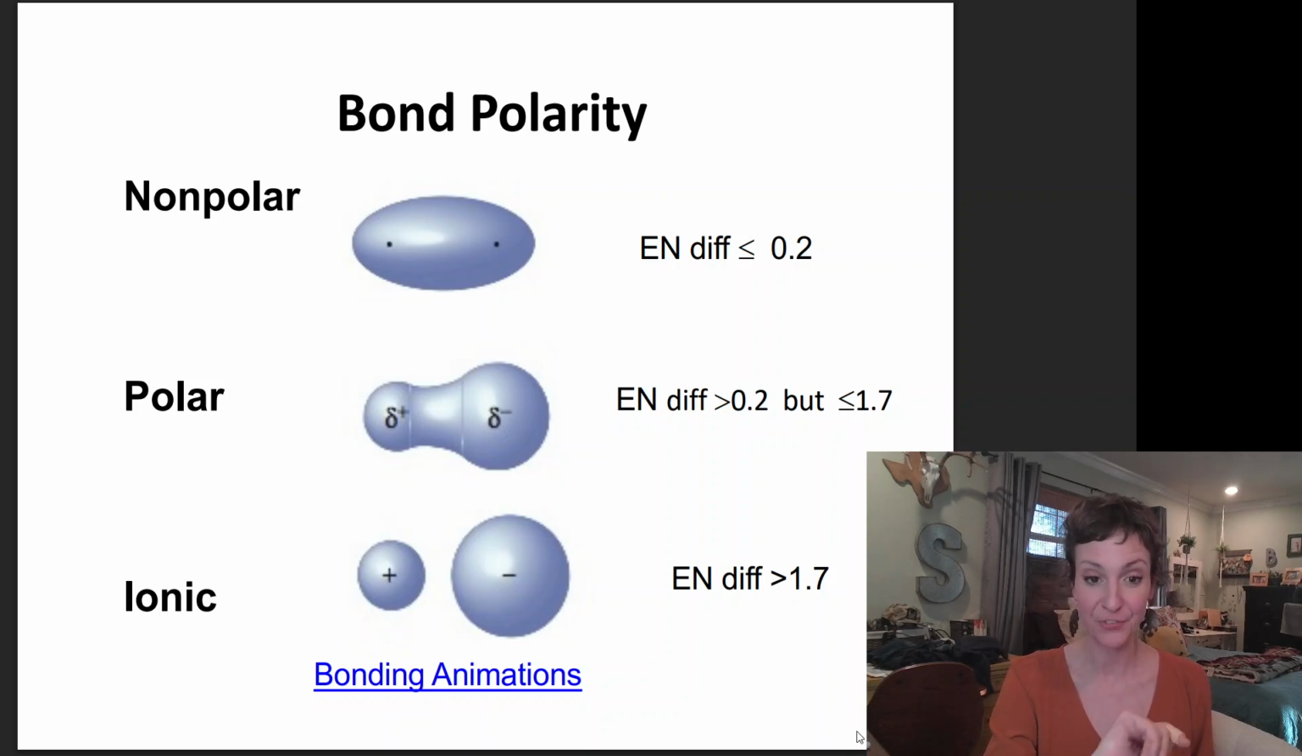Now we're going to watch a real fun, real quick demonstration showing specifically the differences between nonpolar and polar covalent bonds, kind of in the visualization of a game of tug of war.